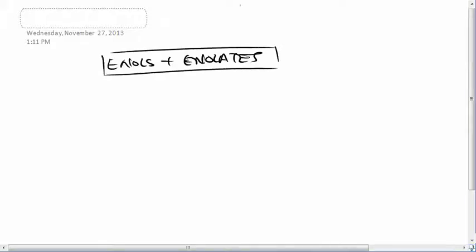Alright, so again, we're continuing with this, continuing again with the enols, the enolates. So what did we say about the enols and the enolates? What are they? You make them so they can attack, like nucleophiles.